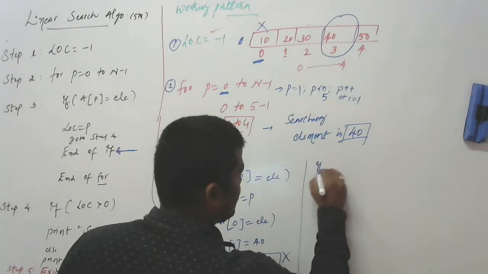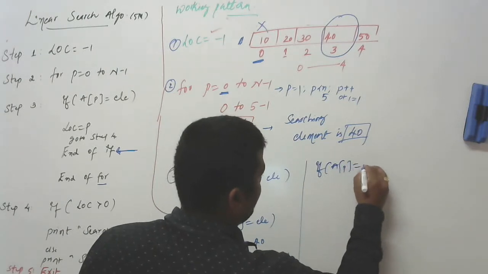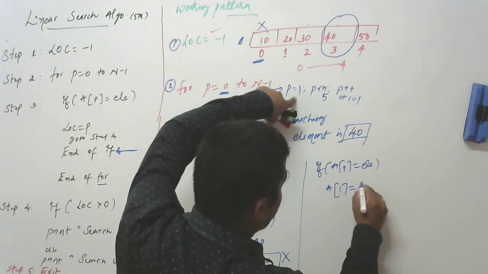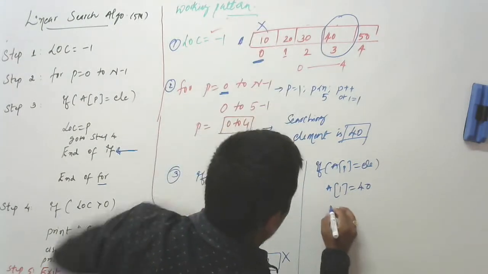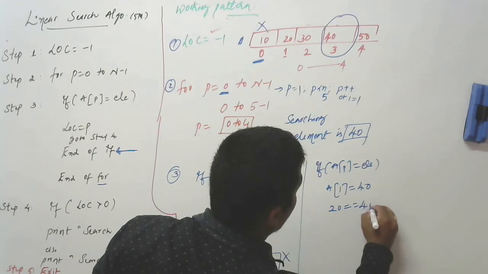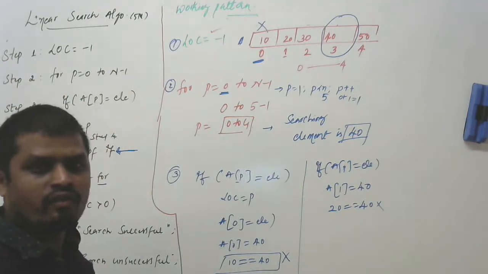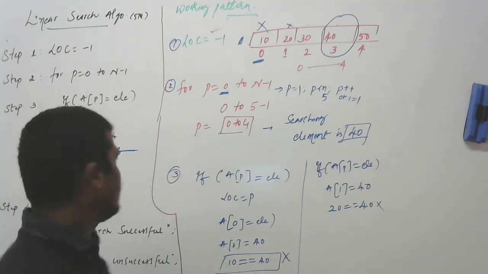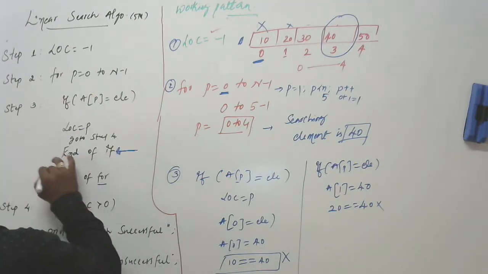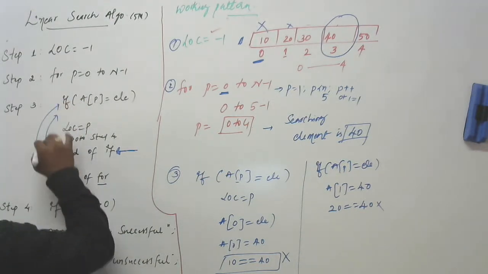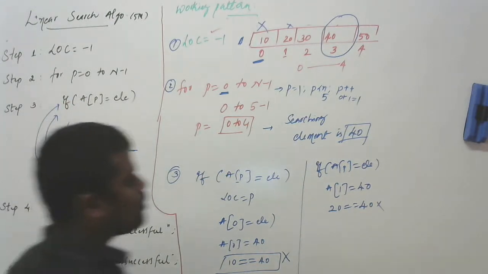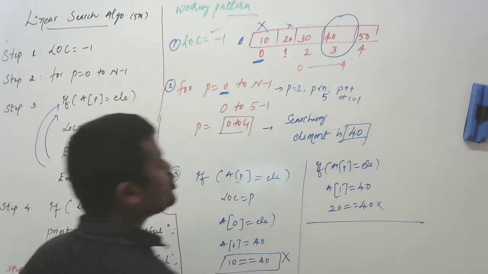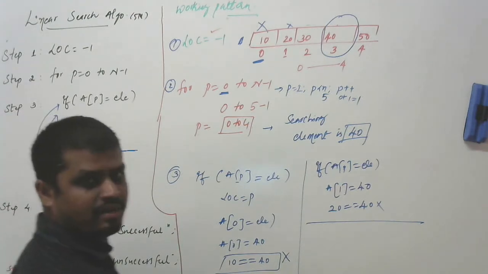Now, same if statement: if A of P equals searching element, A of P means how much? 1. Searching element is 40. A of 1 there: 20. Are you searching 20? No. I am searching 40. But in the first position also it is not available. So again it will end the if but go back. This is first, this is second. Now one more time the p value is going to be changed. That time it becomes 2.